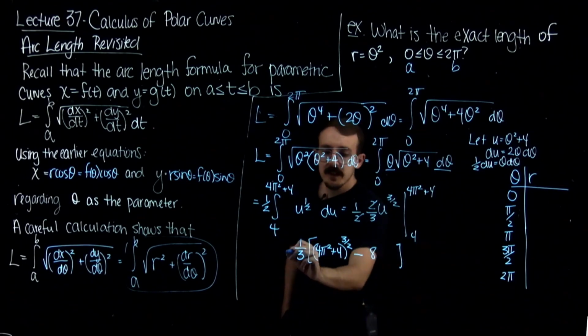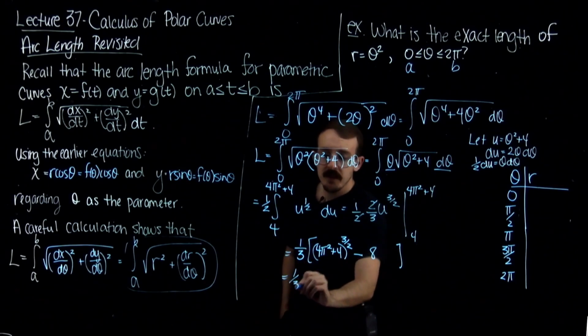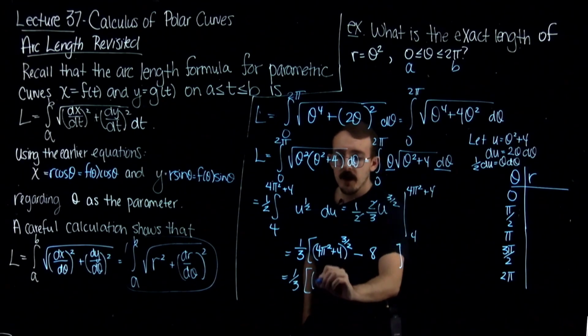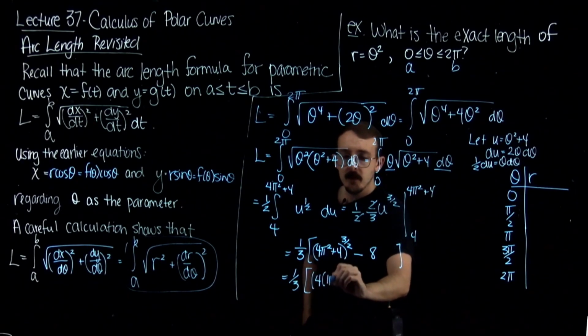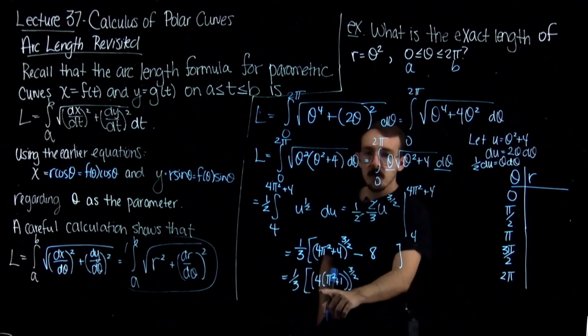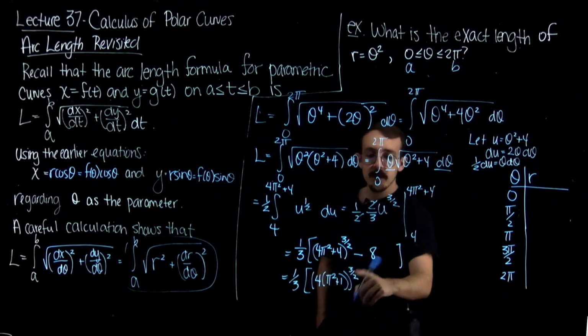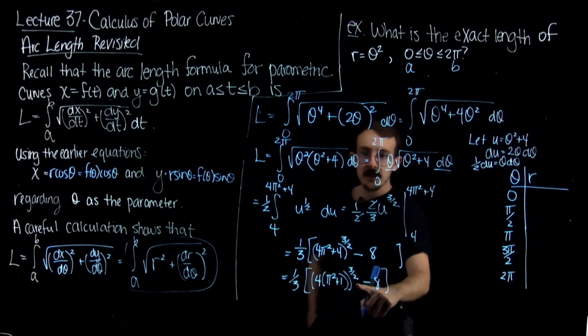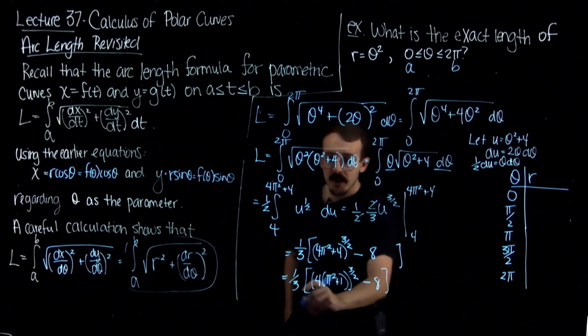And to make this look a little nicer, this is just kind of optional algebra. Notice 4 pi squared and 4 both have a 4 in common, so you could factor that out within the parentheses. So now I have 4 times pi squared plus 1 all to the 3/2 power. But then this 4, I can raise to the 3/2 power and get another 8.